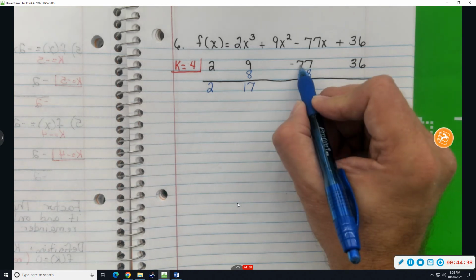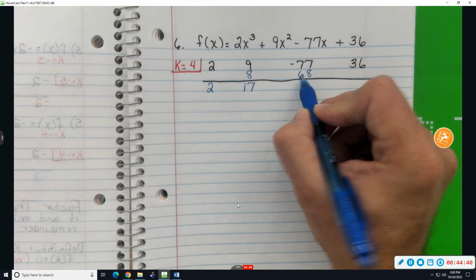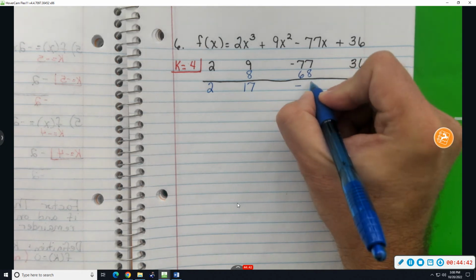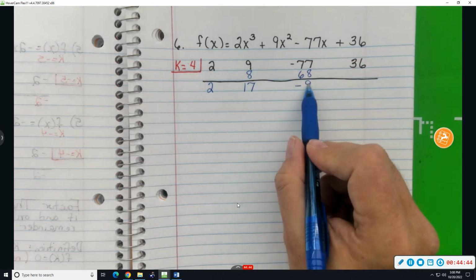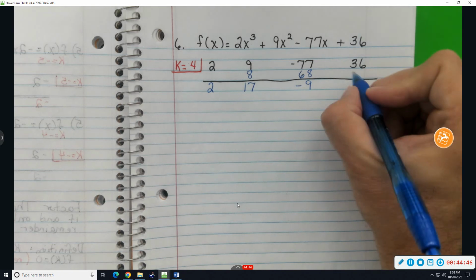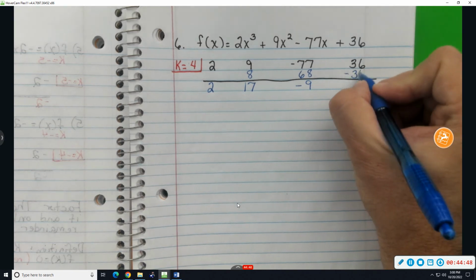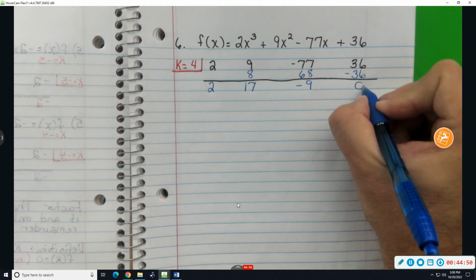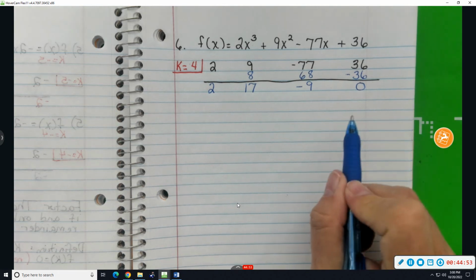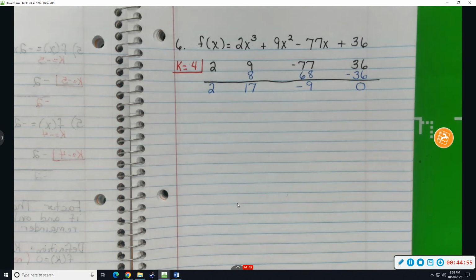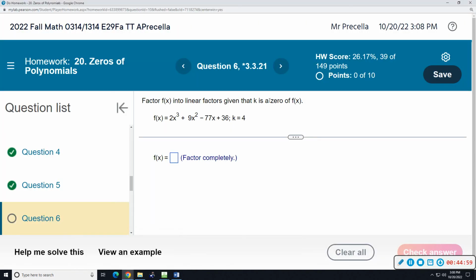Negative 77 plus 68 is negative 9. Negative 9 times 4 is negative 36, which gives 0, and the remainder is 0. It better be zero. Why? The instructions told us. It has to be zero, because k is a zero. This method only works if you're given a zero to use for k.